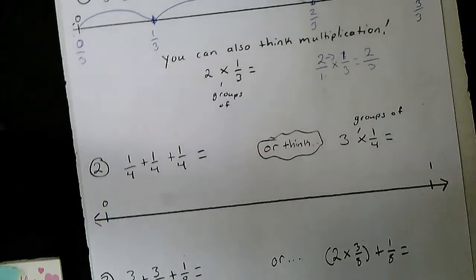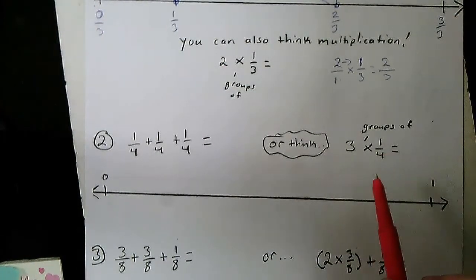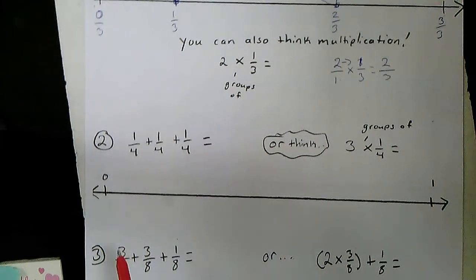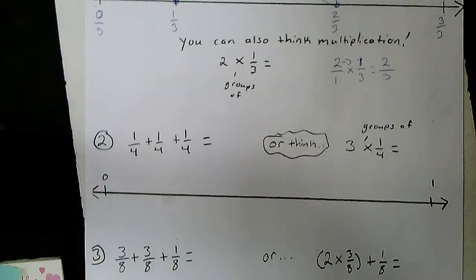Now, let's move on to number 2. Number 2 is a little bit trickier because now I'm going to be adding fourths, or 3 groups of 1/4. So I have a fourth plus a fourth plus a fourth. So I'm going to show how to add this on my number line. Since my denominator is 4, I need to split my line into fourths.